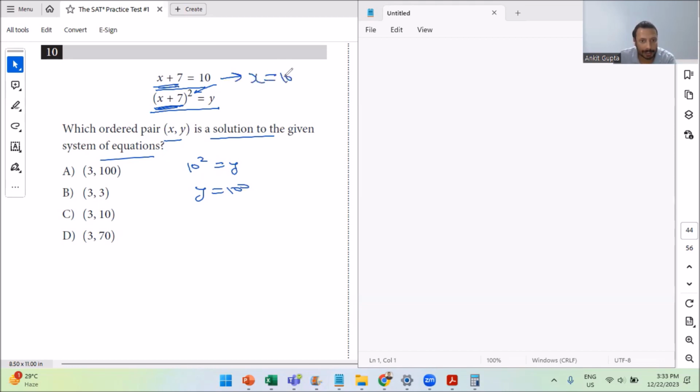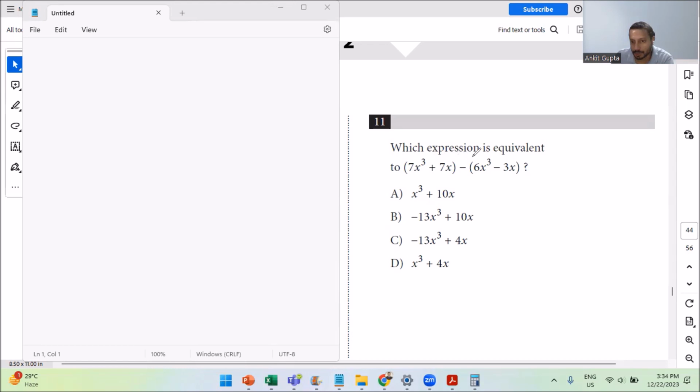So x is equal to 10 minus 7 and will be equal to 3. So answer will be 3, and will be equal to option number A. Which expression is equivalent to 7x cube plus 7x minus 6x cube minus 3x?